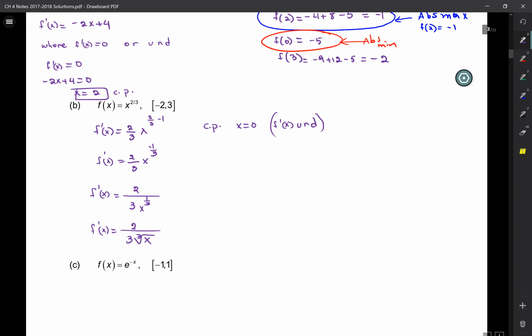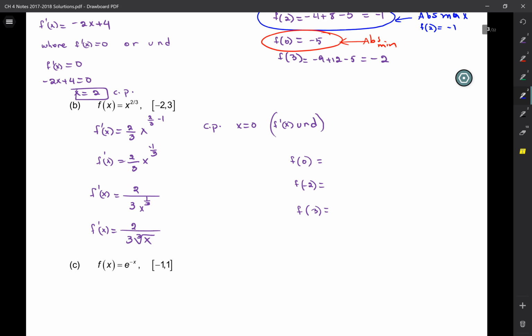So now what we're going to do is find f of 0, f of negative 2, and f of 3. Was 2 the critical point in x? Wait, I have a question. How is the critical point 0 though? The critical point is either where f prime equals 0, and if that doesn't happen, then it's where f prime is undefined. In other words, where the denominator is 0.